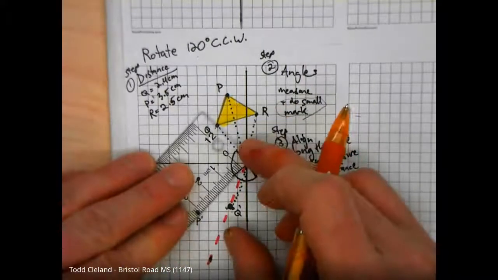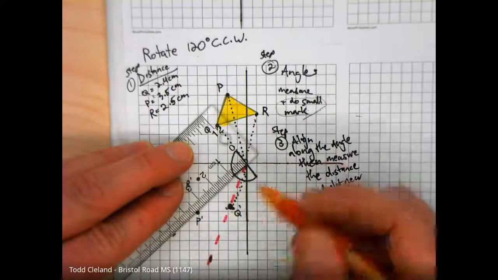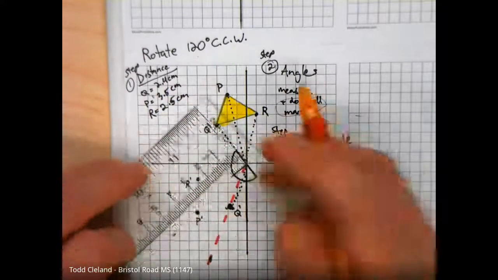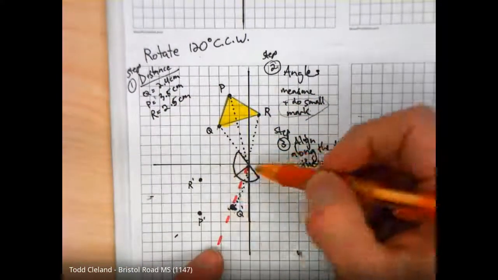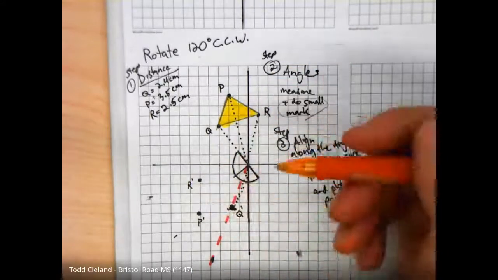I do the same for each one of these. So this is my P prime angle, and then I measure the P prime distance, which is 3.5, and I mark it there. Then I do the same for R prime. I've got all 3 points now. I can then connect them and then shade it in if I want to.